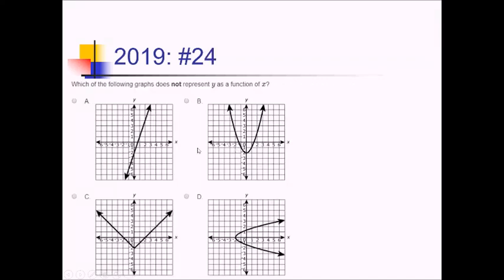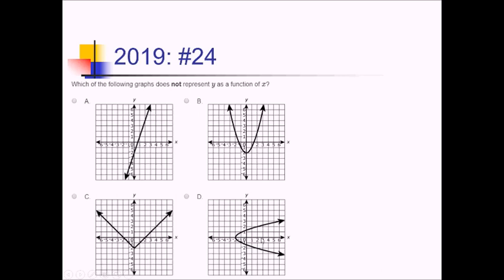For this one, we want to know which graph does not represent y as a function of x. So the key word here is function. If something's a function, it's got to pass the vertical line test. Now looking at all these, here we just have a line, a parabola, an absolute value. These can all be expressed as y equals some function of x. Y equals mx plus b, y equals something with an x squared, y equals something with absolute value of x.